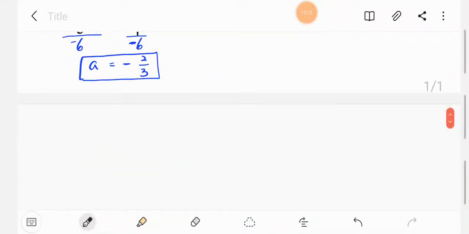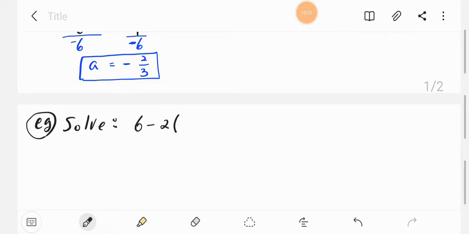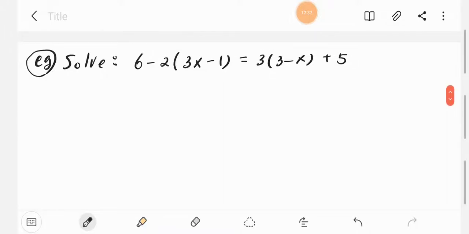Okay, so another example. Solve. This example contains variable terms and parentheses. This equation contains parentheses. Then what do we do? You have to simplify the parentheses, right? Simplify and remove the parentheses. How do you remove the parentheses? Distribute.